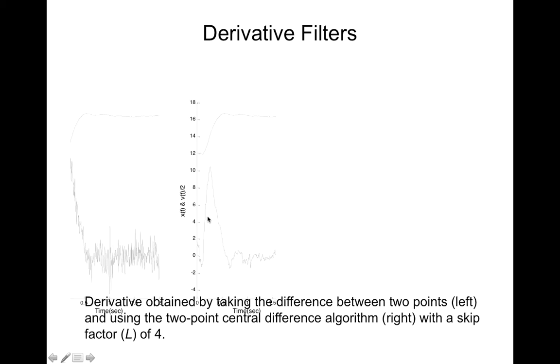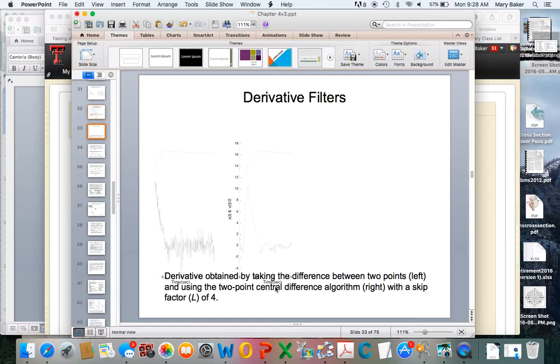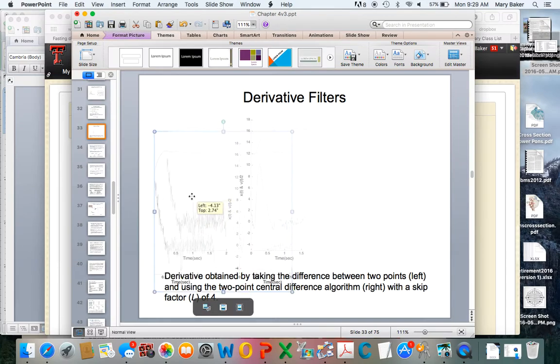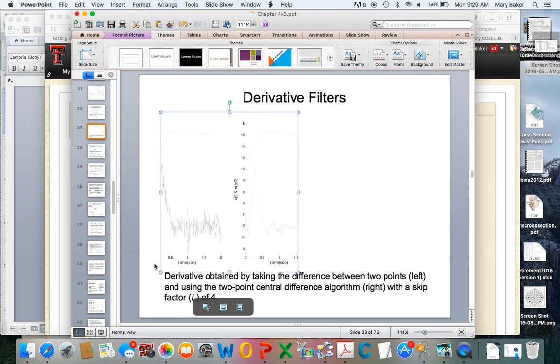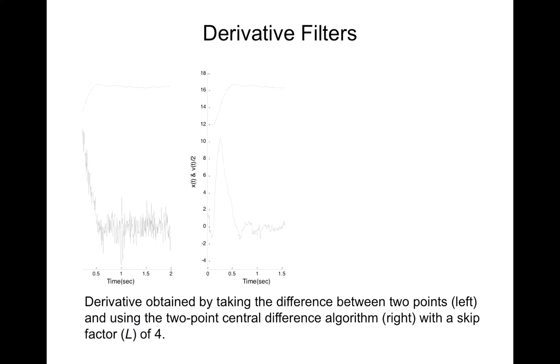If we instead take the, and I'm going to get out of the screenshot mode so that you can see a little more clearly, so that I can move these figures around because this is not showing up super great. What you're not seeing is the rise time on this slope on the pure derivative, which you do see here on the two-point central difference algorithm. Now this one has a skip factor of 4. I'll go back to screenshot mode.